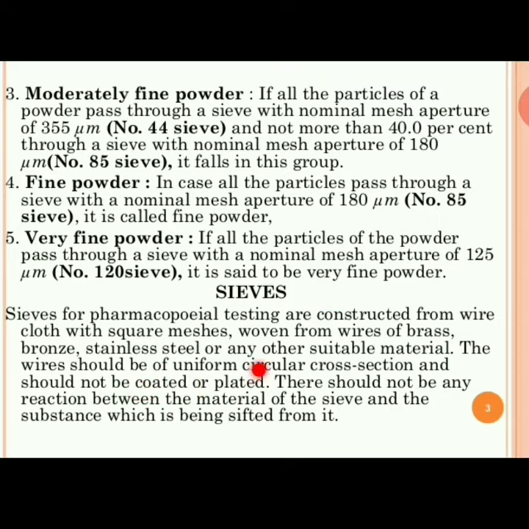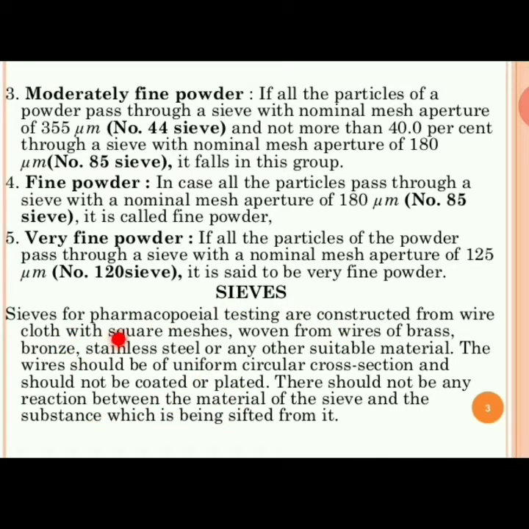Then for the size reduction we use the equipment mills. Okay, also mortar and pestle, various types of mills for the size reduction purpose. These equipments give a proper size reduction, but in the unit operation of size separation, we use the equipment. What is the name of that equipment? It is a sieve. Okay, sieves are most commonly used for the size separation.